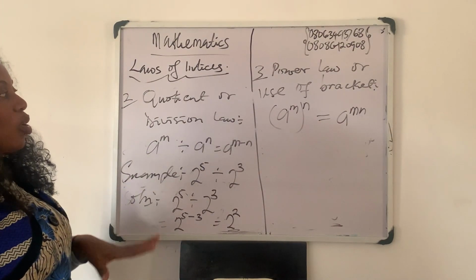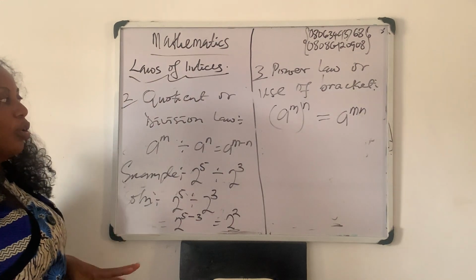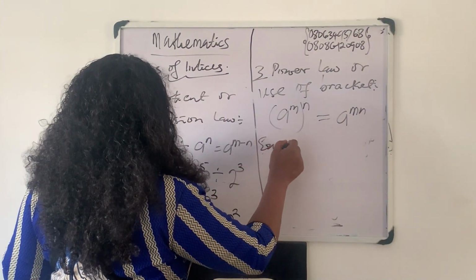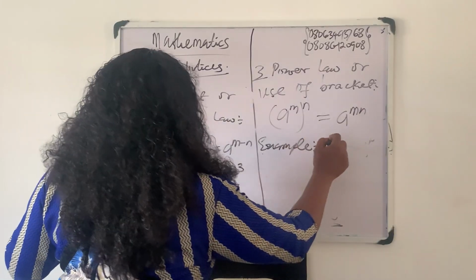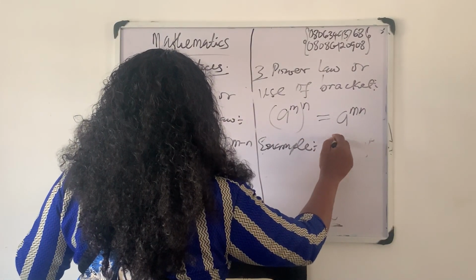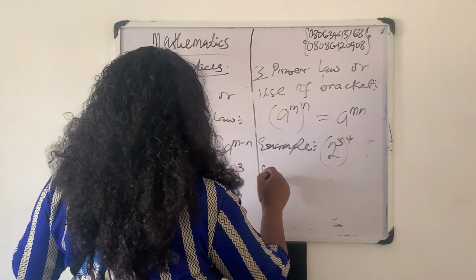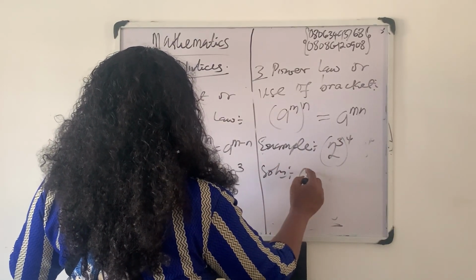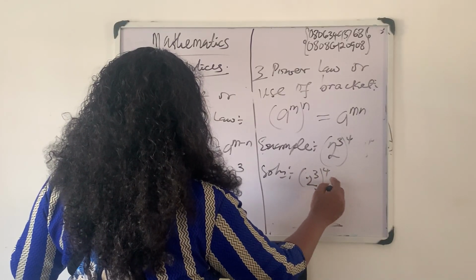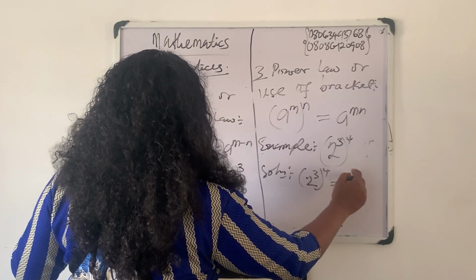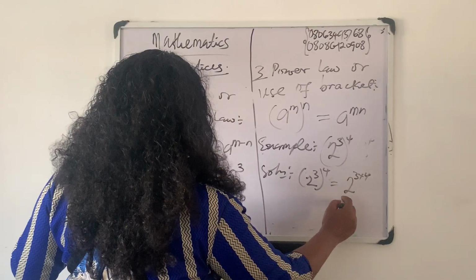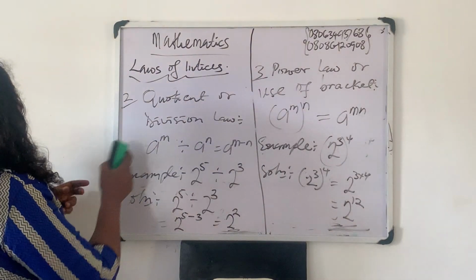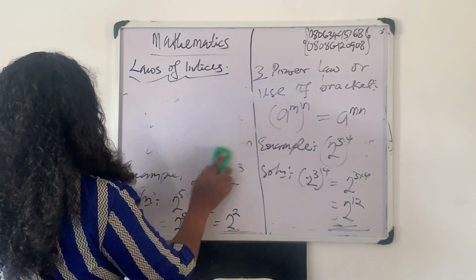So this law is called the power law or use of brackets. Let's look at one simple example. Let's say you have 2 raised to power 3, raised to power 4. Solution: 2 raised to power 3, raised to power 4 is simply what? 2 raised to power 3 times 4, giving us 2 raised to power 12. As simple as that. Let's quickly look at another law.